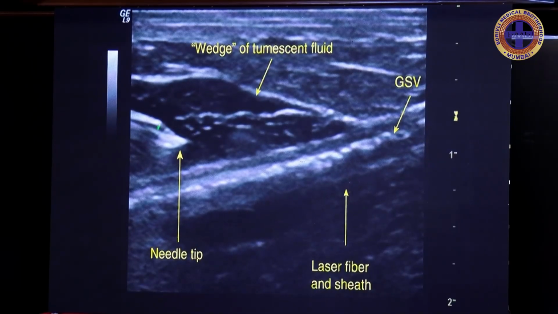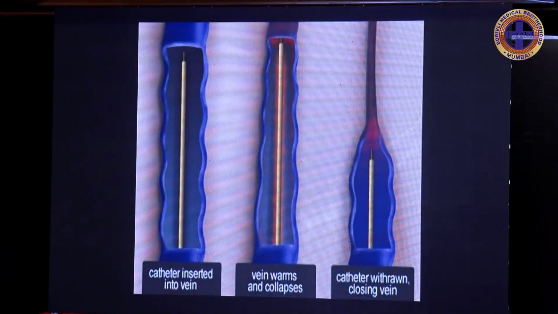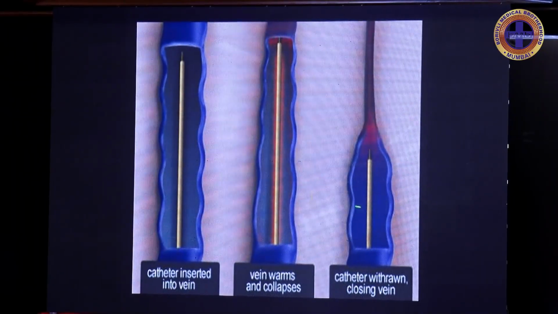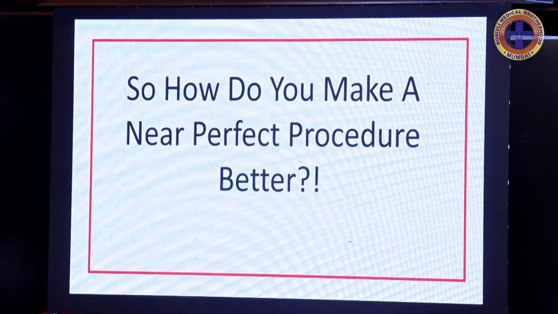That is a mixture of sodium chloride with lignocaine and bupivacaine. And with that, we collapse this vein over the laser fiber. This facilitates contact of the laser fiber with the vein and helps us to give an adequate thermal ablation to that vein. Just to show you an illustration, this is the vein, this is the catheter within it. Once we do that, we inject saline and local anesthetic in the form of tumescent anesthesia and collapse the vein over the laser fiber, resulting in the endovenous laser ablation.